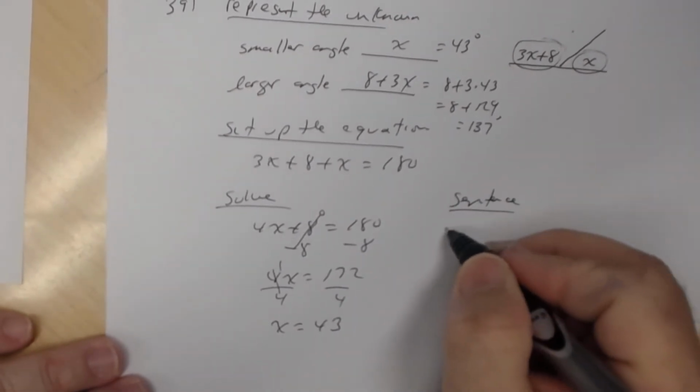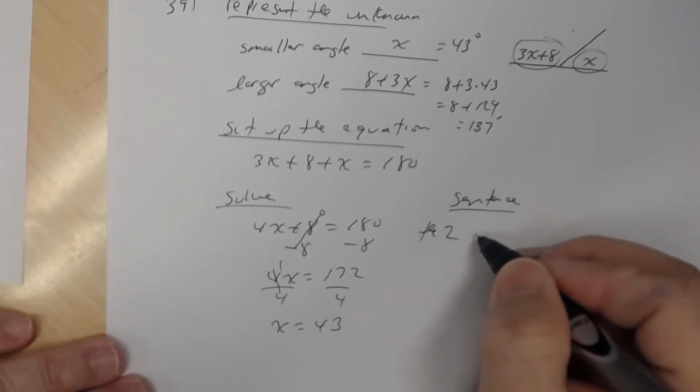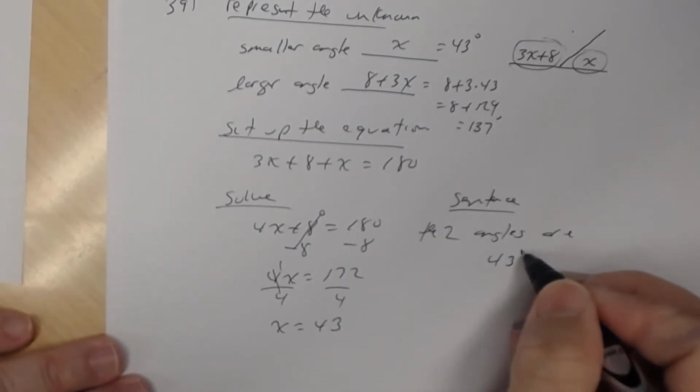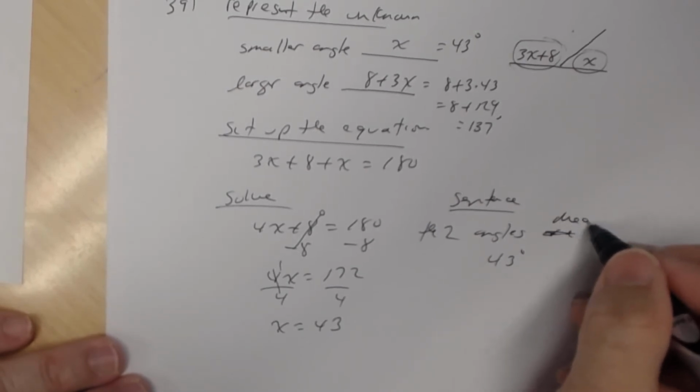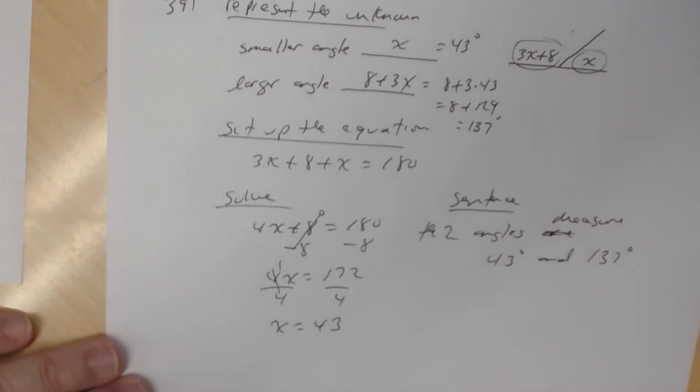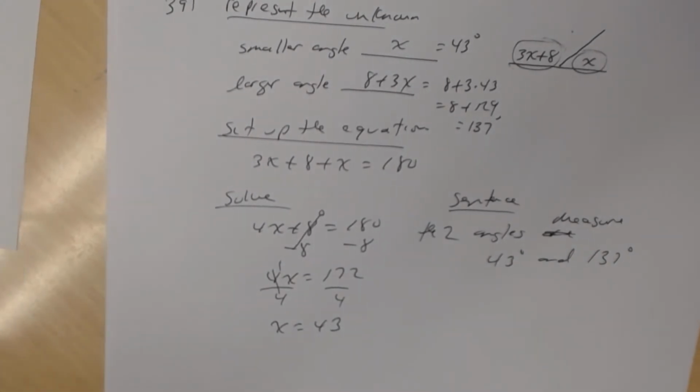So your sentence, you can say something like: the two angles measure 43 degrees and 137 degrees.